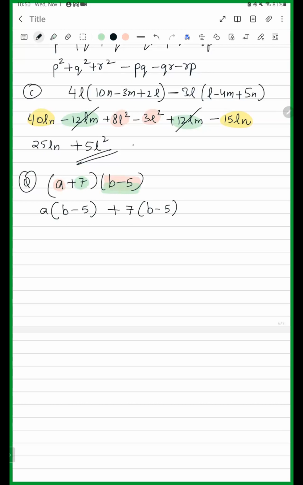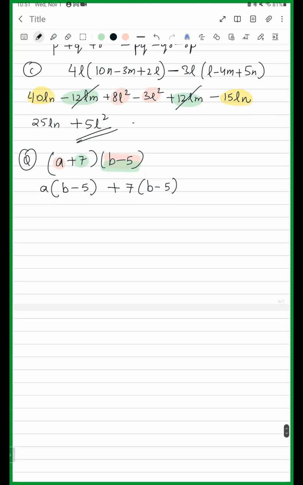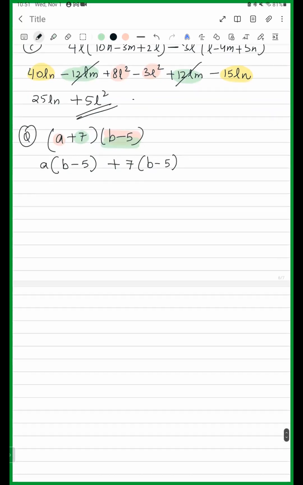Which question is this? This is not in the exercise. I'm just giving you a separate question. Did you get this part, what I just said? Yeah. So then we will do this: AB minus 5A, like normally, 7B minus 35. So this is going to be your answer.